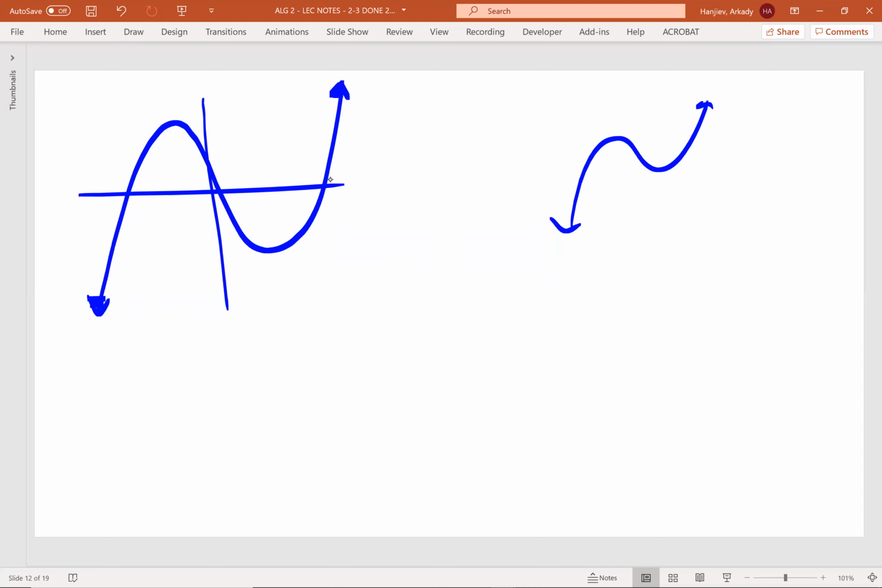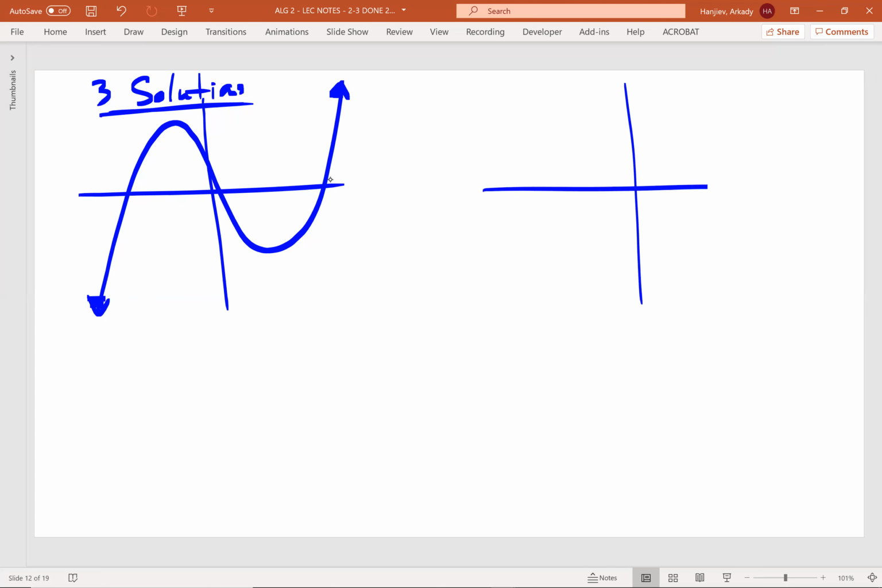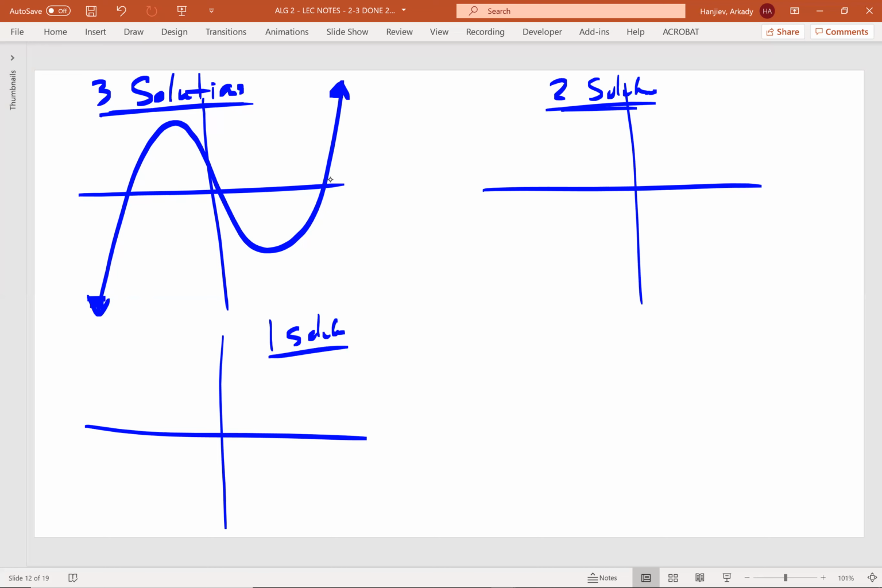So it has to look like that. Here's my 3 solutions. Give me 2 solutions. Give me 1 solution. And give me 0 solutions. So 3, 2, 1, and 0.